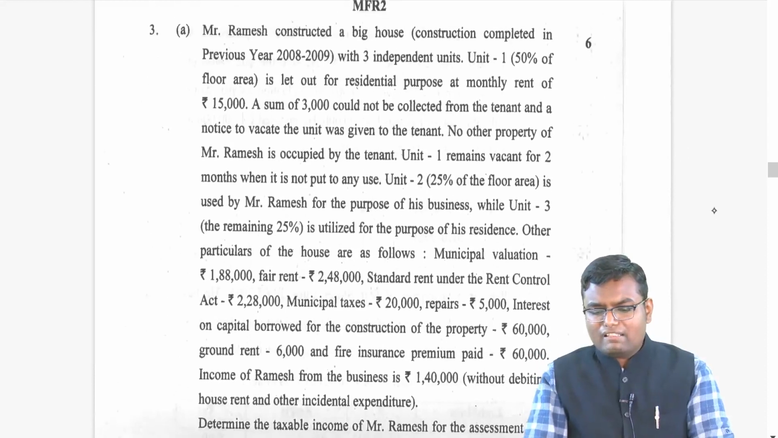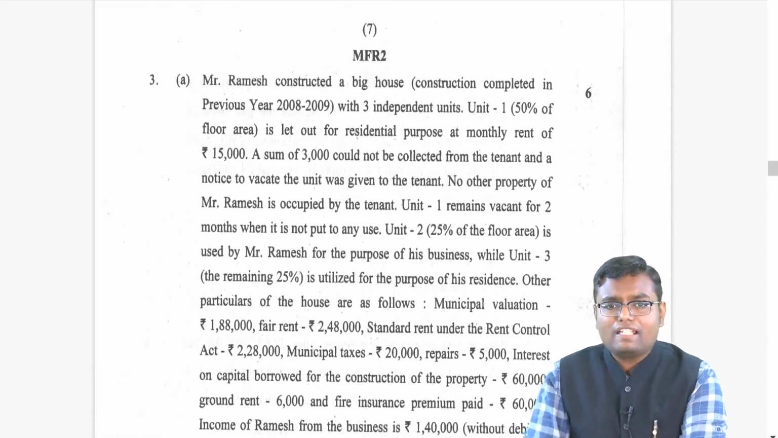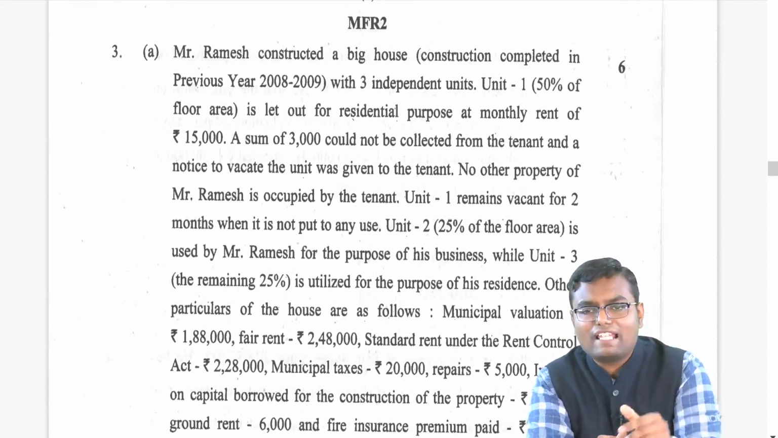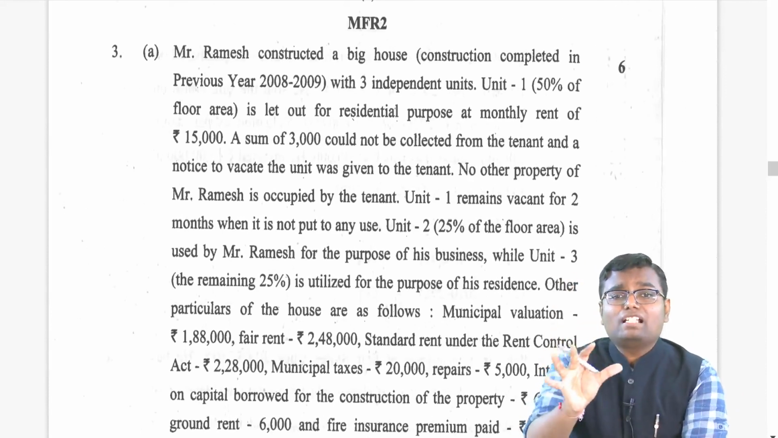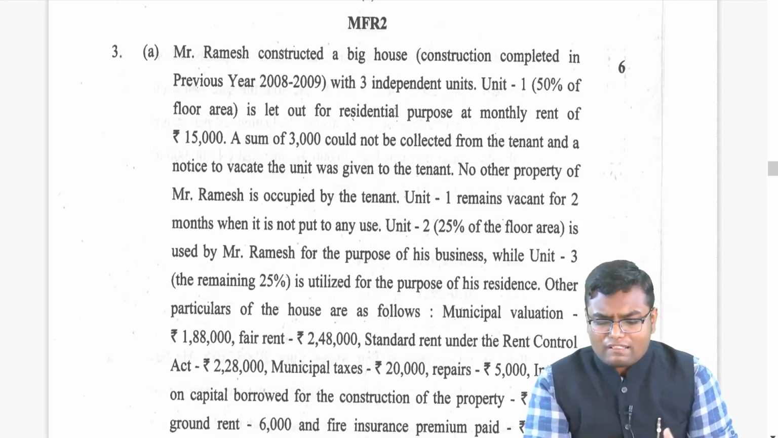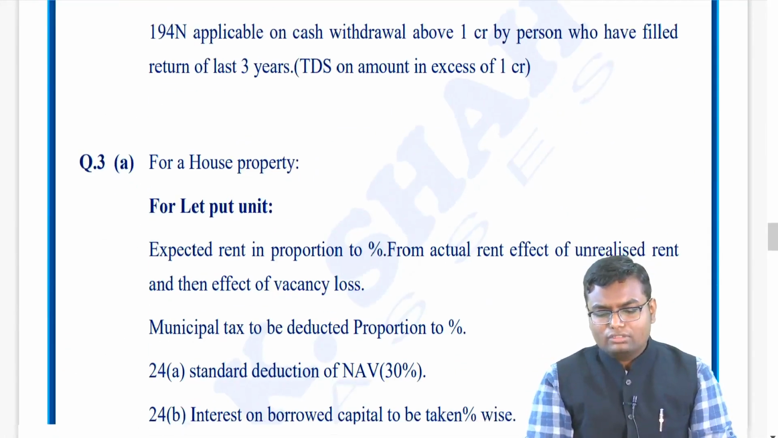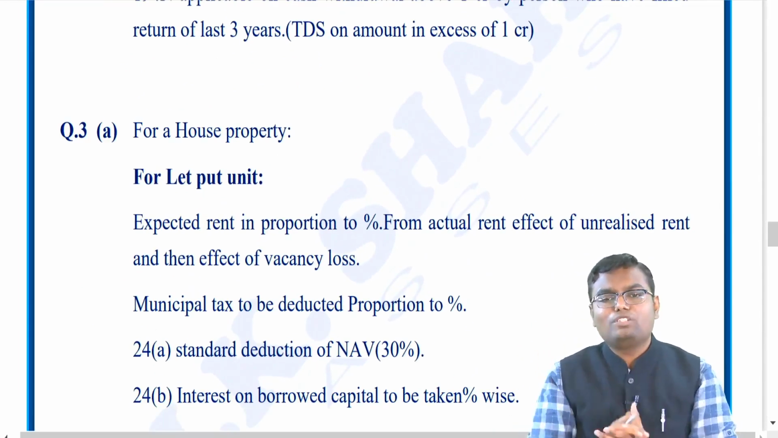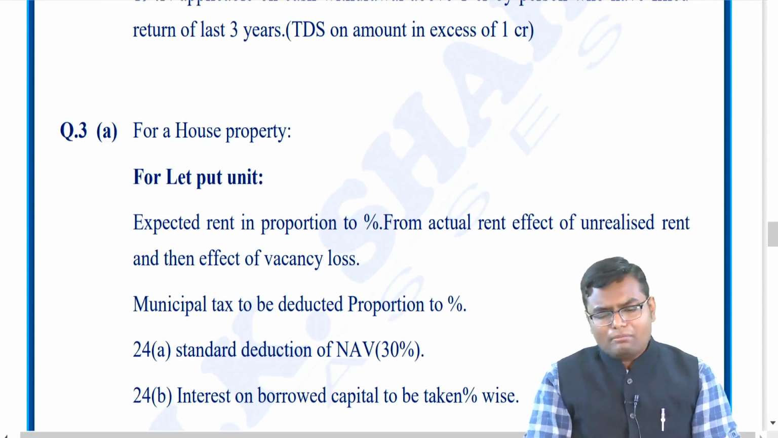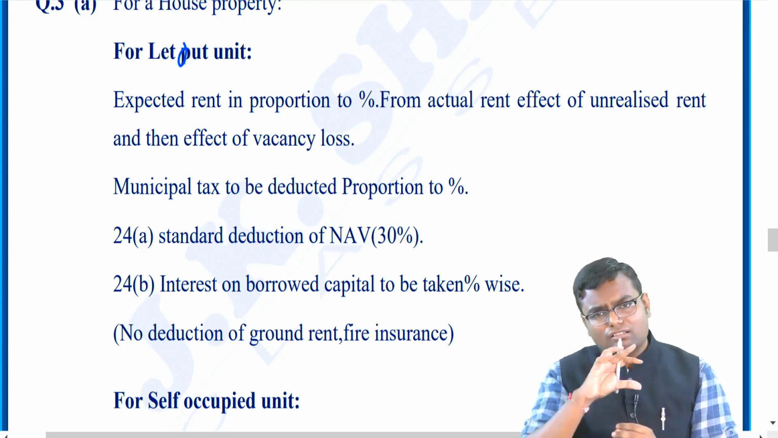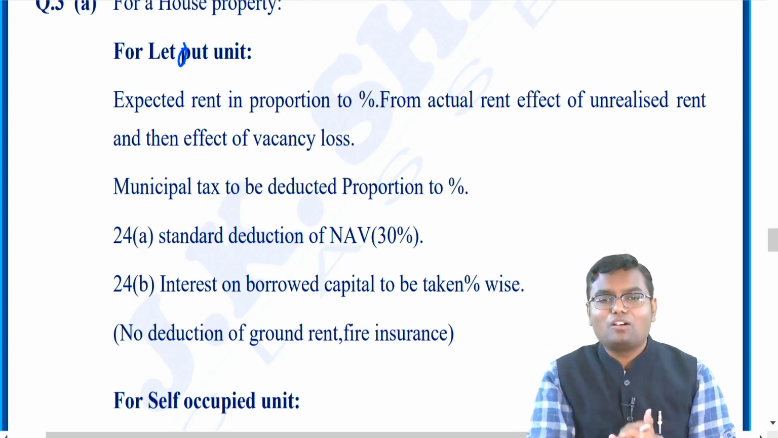Question number 3, sub-clause A. It is a 6-mark question. If you have done the total income chapter from the JKSC textbook and homework section, we have drafted and put a very similar kind of question over there. One house is there with 3 units: one is a let-out unit, second is a business unit, third is a self-occupied unit. You remember, whatever is the percentage of the let-out unit, when calculating expected rent, take it proportionate to the whole house.